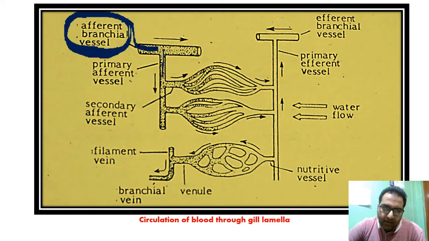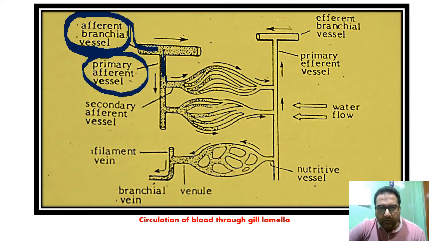So it gives off a number of primary afferent gill branches. To every primary gill filament, it gives off a branch called the primary afferent branch, or primary filamental artery, to the primary gill lamellae. Each primary gill lamella has a primary afferent vessel.